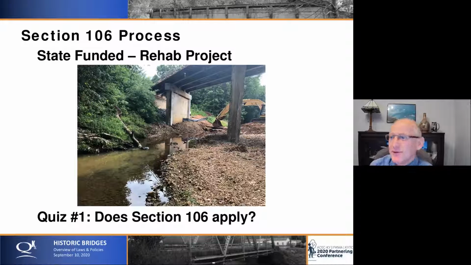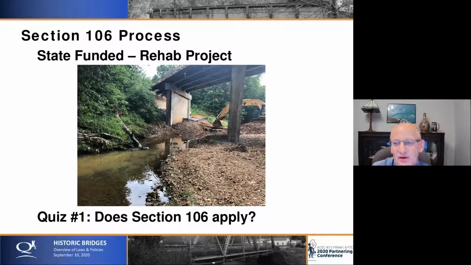So, quiz time here. And I don't have my poll in front of me, but here we have a state-funded rehab project. It's just a deck replacement and railing. You can see that at the construction on the top, and it's all state-funded. So, does Section 106 apply? Sorry, I don't have my poll. I'm going to assume that somebody said no, and the answer is yes, it does.